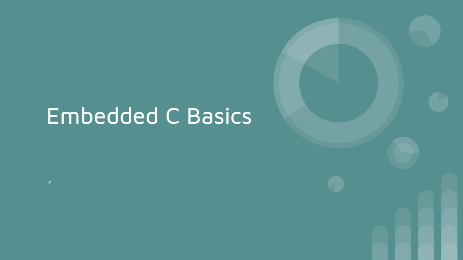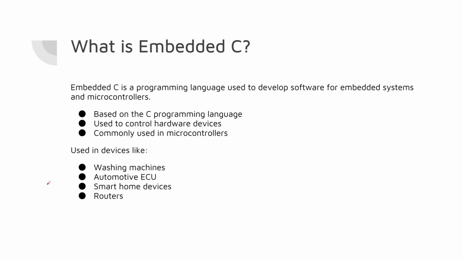In this topic, we are going to see what is embedded C and why C is used in embedded system. What is embedded C? Embedded C is a programming language, similar to the C programming language, which is used to develop the software for embedded system and microcontroller.